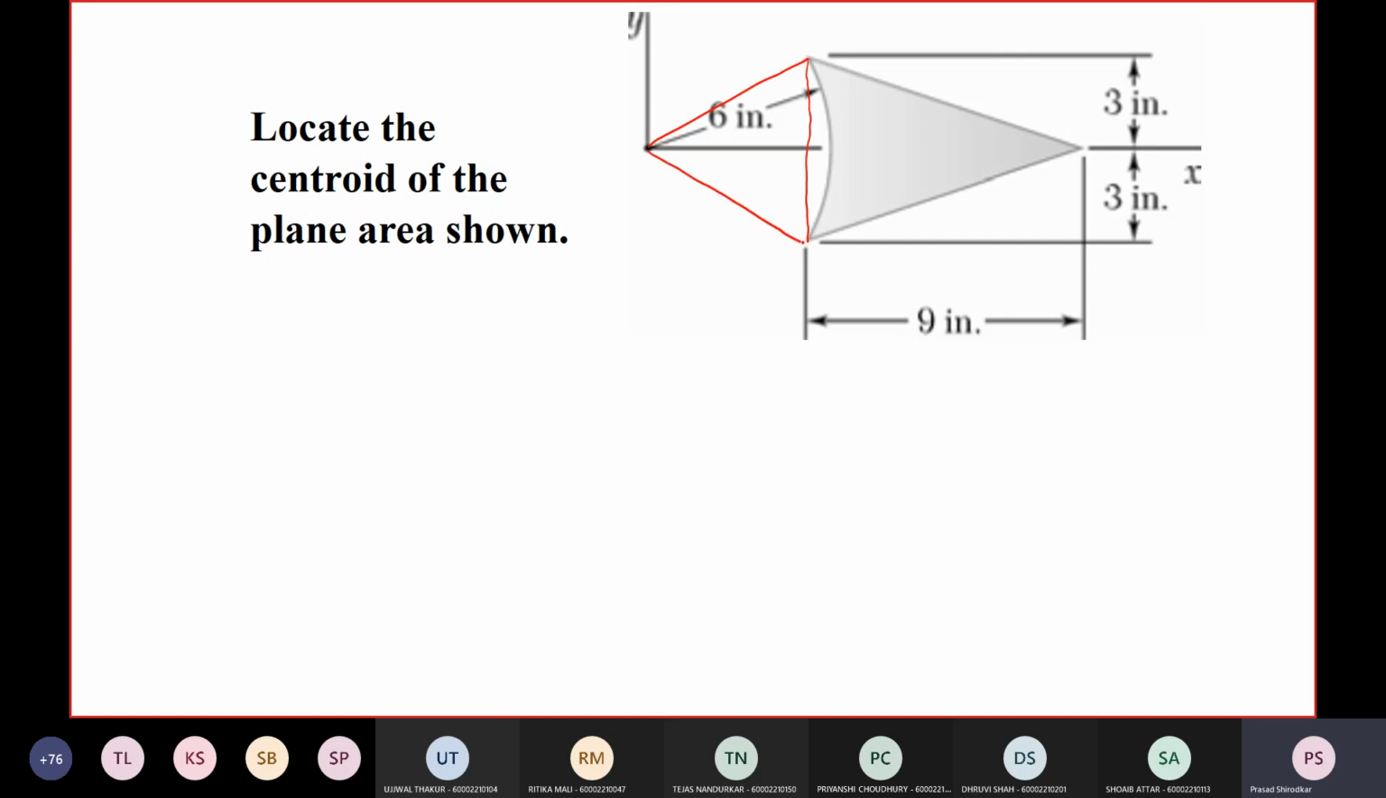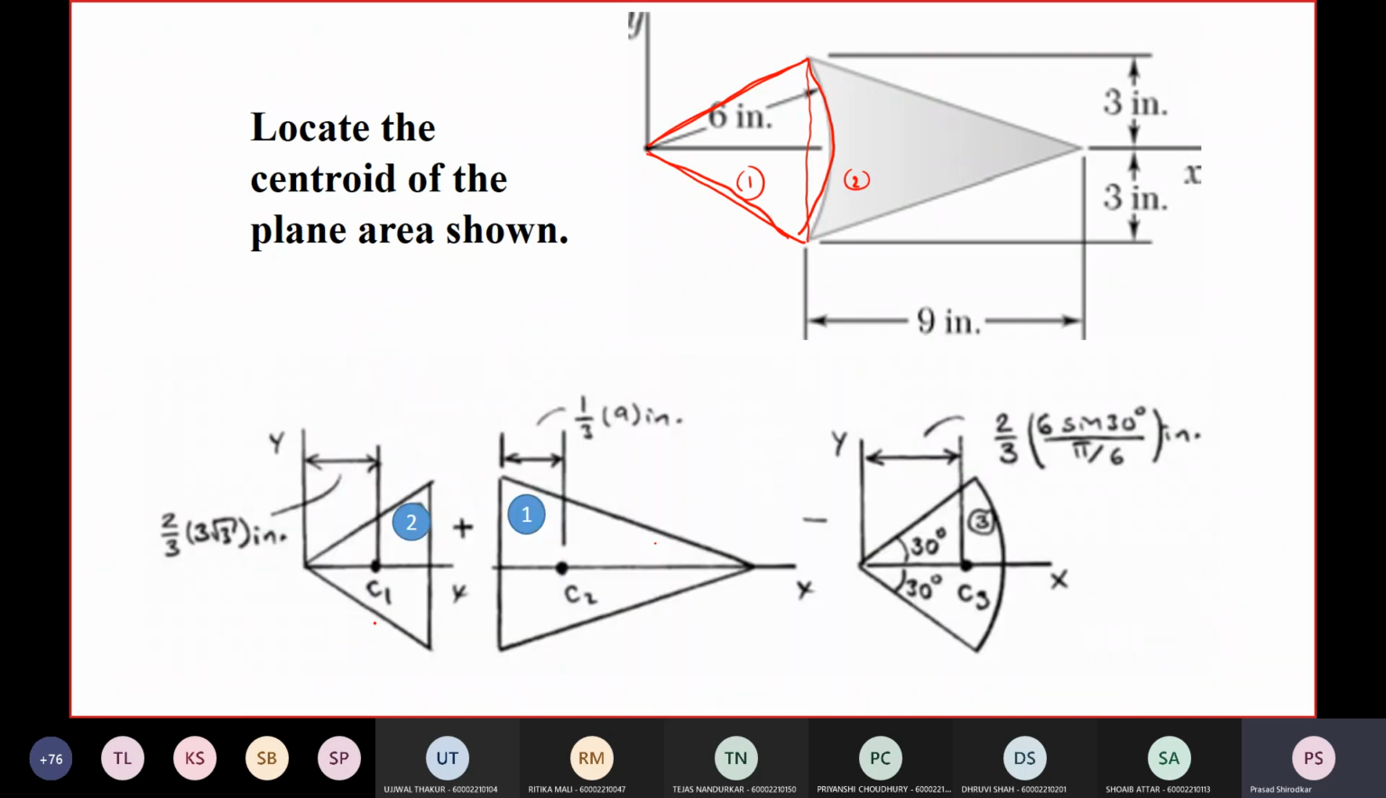Okay, so we are going to add these two triangles, 1 and 2, and we are going to subtract this center. Let me just represent it in a figure. Right, so this is how it will be: one triangle, second triangle, and the third center. So add 1 plus 2 and subtract 3. That is the equality. Now we have to find the centroid of this.